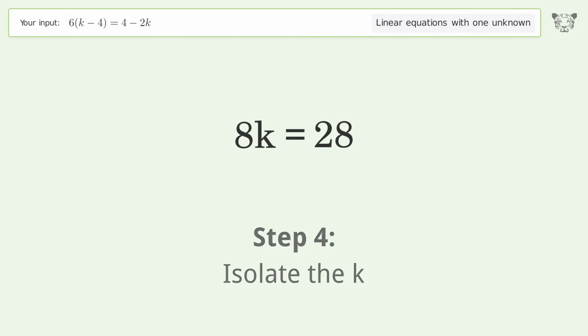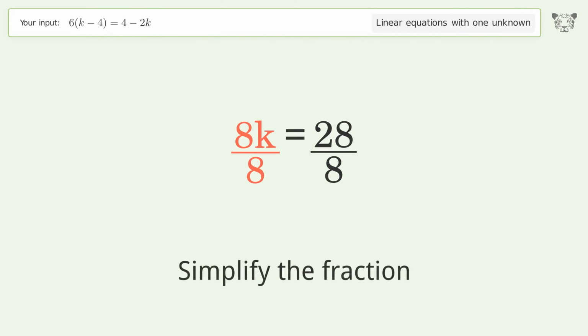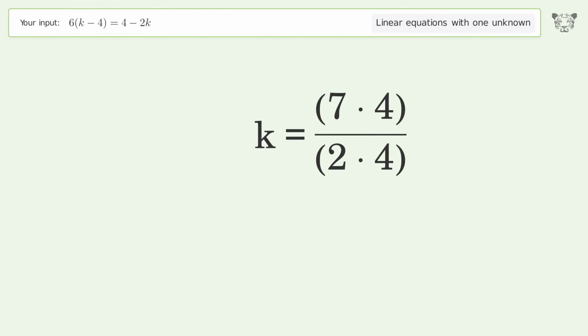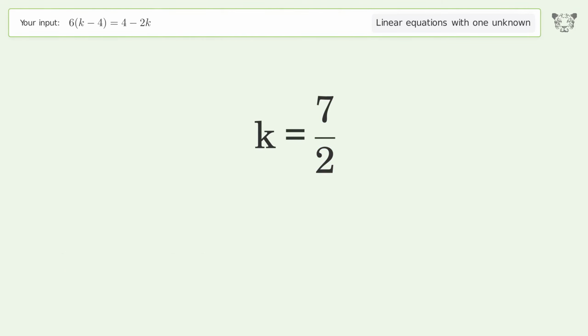Isolate the k. Divide both sides by 8. Simplify the fraction. Find the greatest common factor of the numerator and denominator. Factor out and cancel the greatest common factor. And so the final result is k equals 7/2.